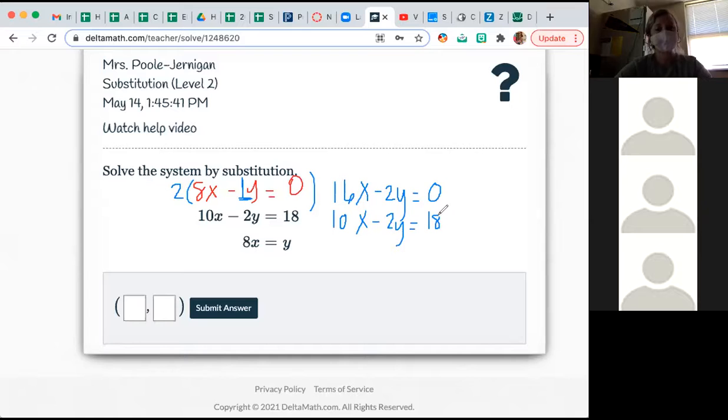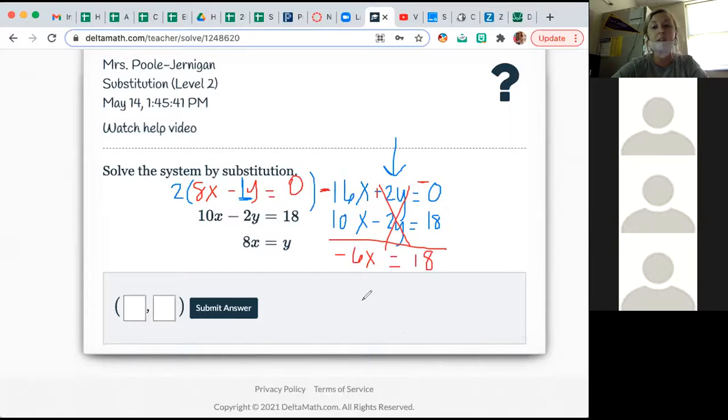All right, look. 10x minus 2y equals 18. So everybody look. Do you see how the y's have the same number now? All you have to do is change the sign. So I changed everything in the top. It doesn't matter where you change them. You can change them in the bottom if you want. But I want y'all to watch this. The y's now cancel. Negative 16 and 10, if you put those together, that makes negative 6x. And 0 and 18 just makes 18. So you still get x equals negative 3.